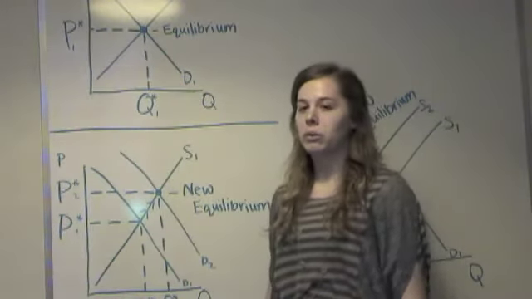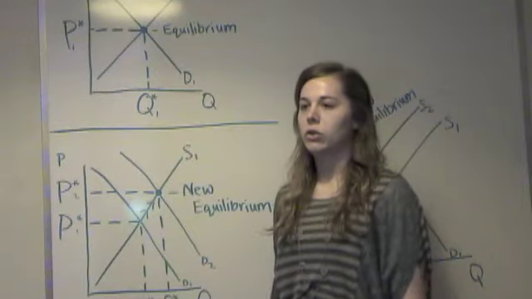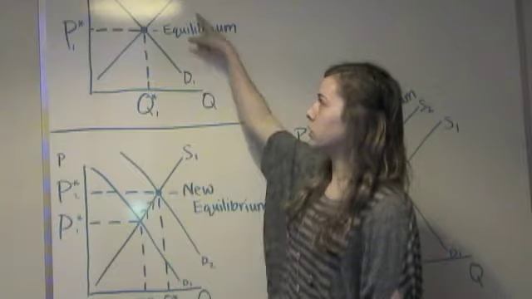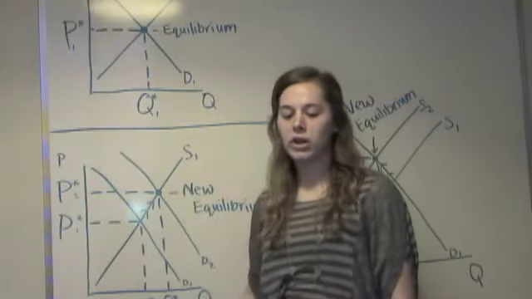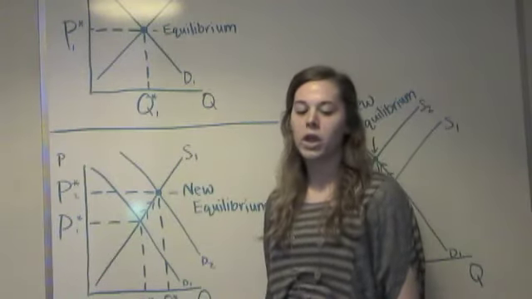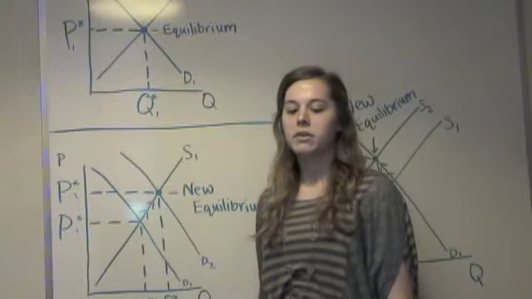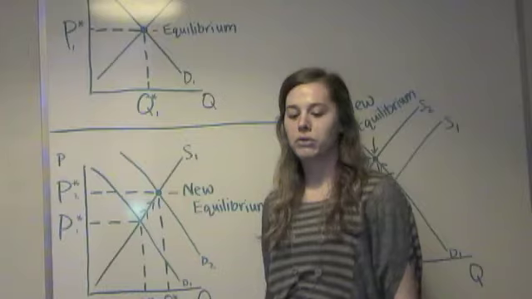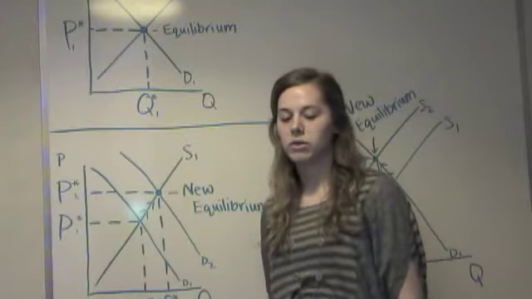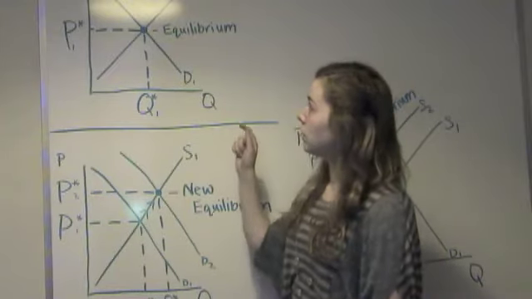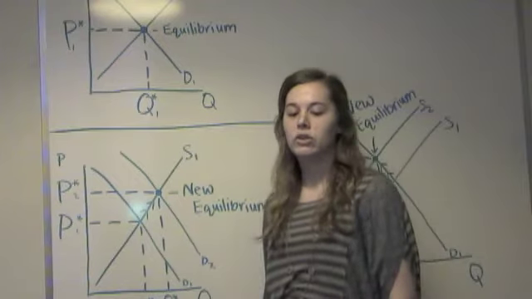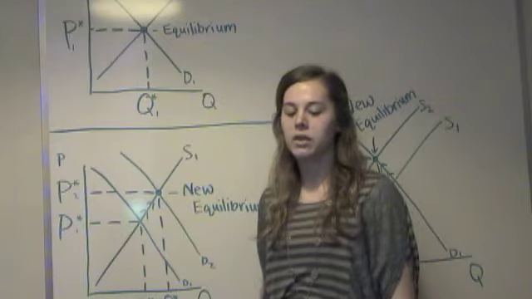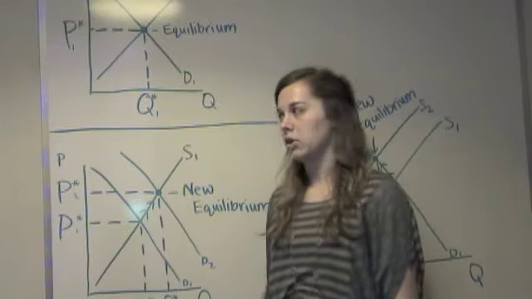To get out of equilibrium requires an external shock to either the demand or the supply curves. Shocks to the demand curve include changes in income, taxes and subsidies, prices of related goods, tastes and preferences, and expectations of consumers. Shocks to the supply curve include changes in technology, input prices, taxes and subsidies, and supplier expectations.